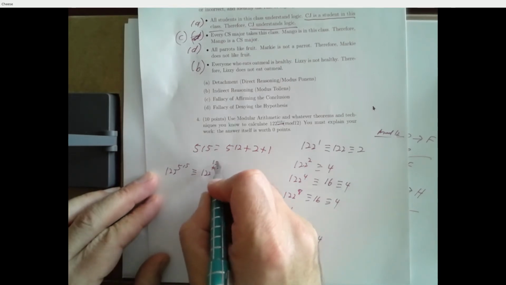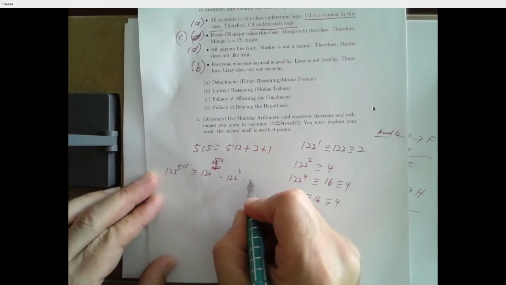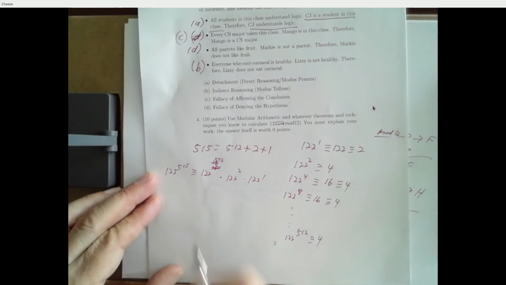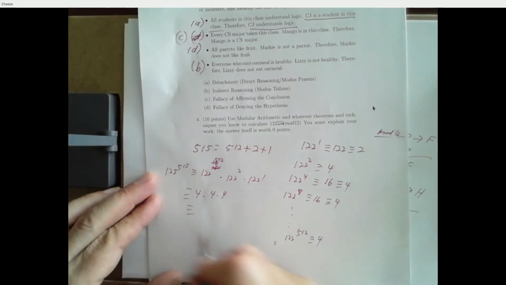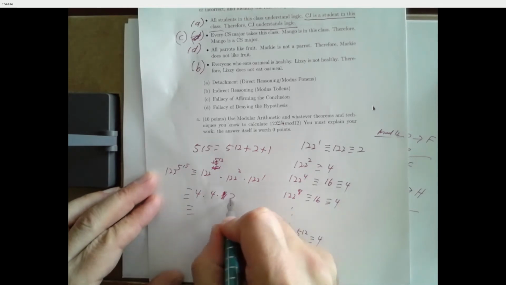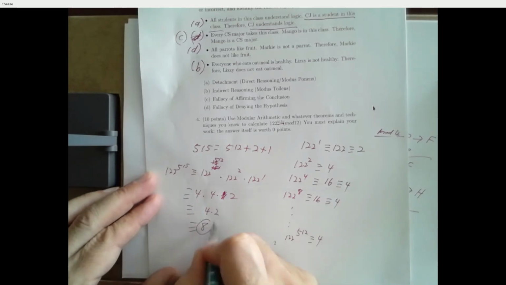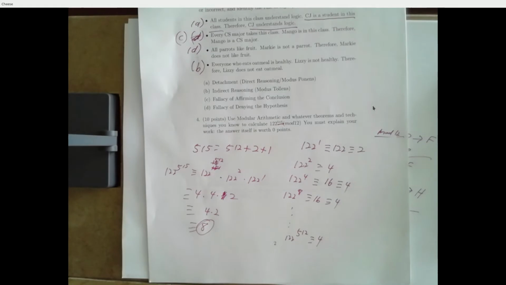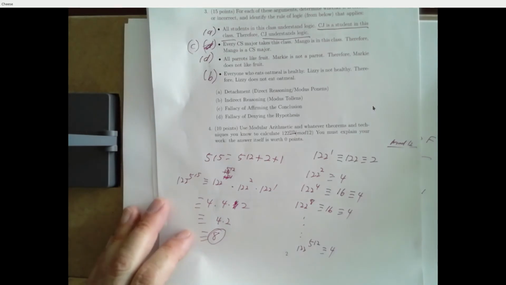So it's 122 to the 5/12th times 122 to the first, which is just 4 times 4 times 4 times 2. And 4 times 4 is 16, which is congruent to 4, and so that's congruent to 8. Or you could just go 32 and subtract out 24.